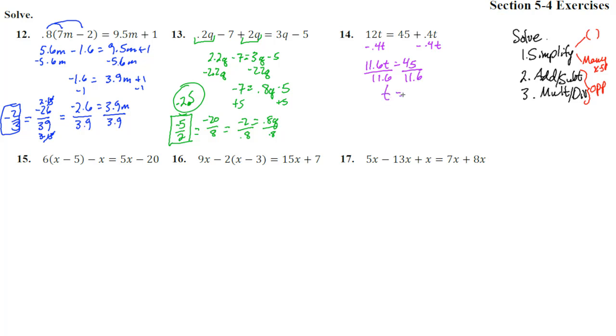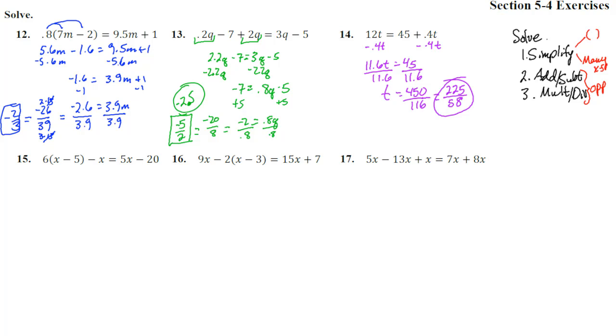That one doesn't look terribly nice. Times by 10 again, we get t equals 450 over 116. We can divide by 2 on top and bottom. I think that's as simplified as we would be able to do. Or we could do the long division, which doesn't look really nice and easy to do. So I'm going to leave it as a fraction.